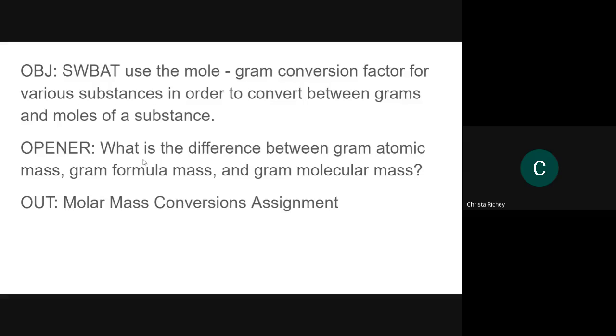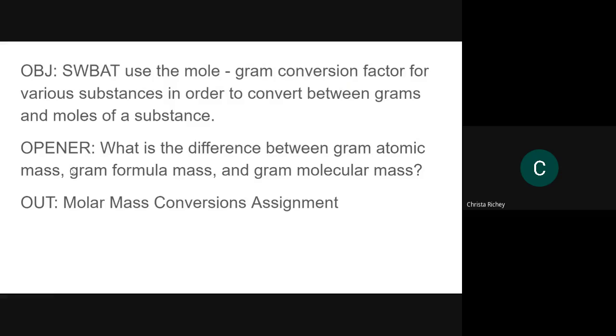Now for the opener, just to try to push this along, because I have to record this in 20 minutes before fourth period starts, we want to know what the difference is between a gram atomic mass, a gram formula mass, and a gram molecular mass. They're all done the same way. You use the periodic table. You're using that atomic mass unit, the bottom number inside the periodic table block.